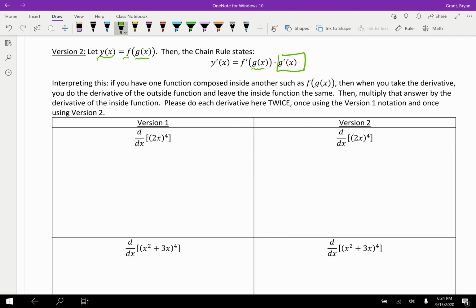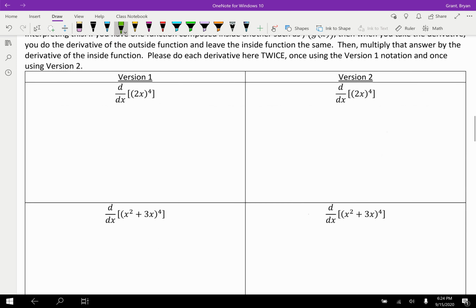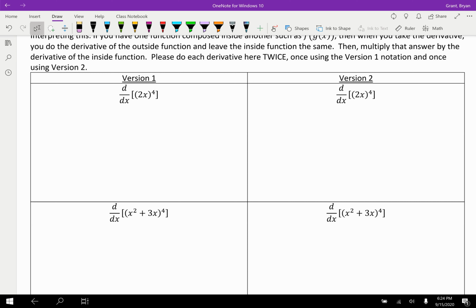So what does that look like? Well, I have version 1 and version 2 here. I'm actually going to start with version 2 and then we can go back to version 1. What we really need to be good at to use version 2 is to understand which is the outside function and which is the inside function.